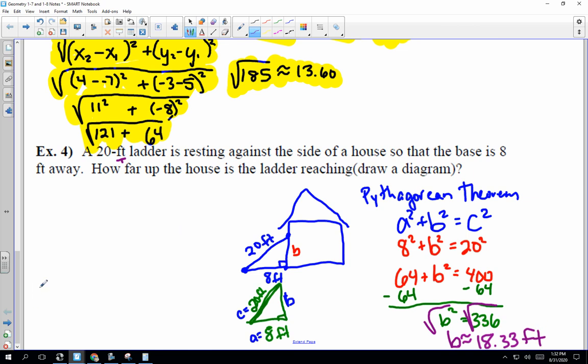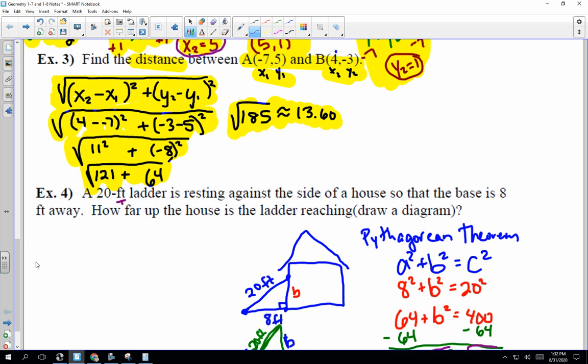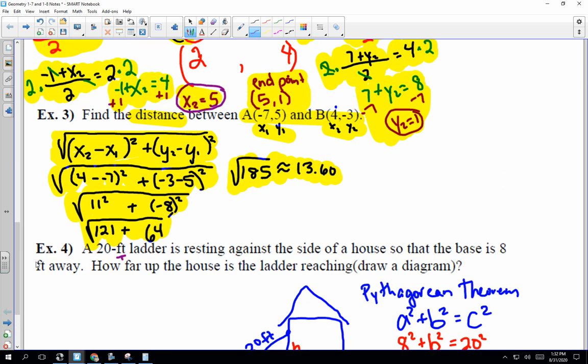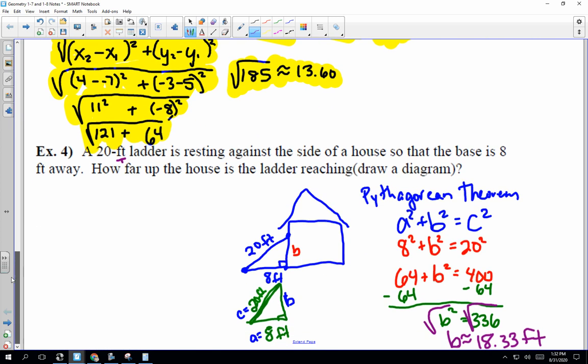All right, my friends, for the secret word, I want the secret word to be, it's 2, midpoint and distance. Midpoint and distance, that's the secret word. If you missed that, make sure you add that in.